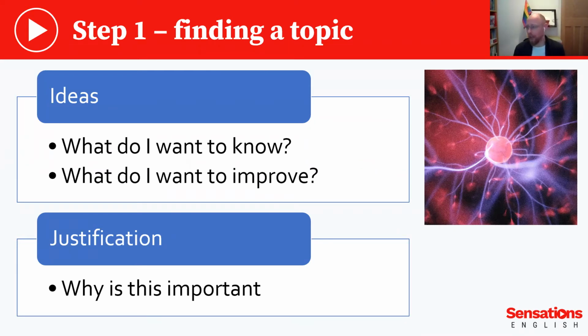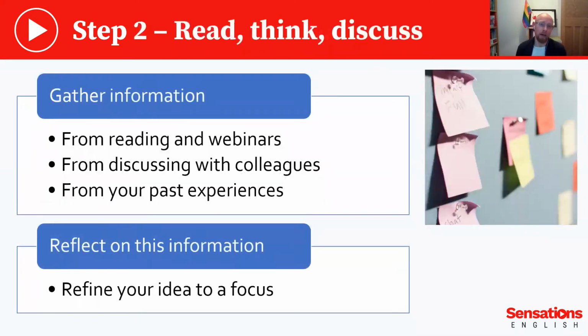Then after you've done that, the next thing to do is to move on to think about the read, think and discuss phase. There's always too much information out there. So do set yourself a kind of a limit on the amount of time that you're going to go off and research and gather ideas, but do go and look at journals or webinars, talk with colleagues, and think about reflecting on your past experience. And from all of that, then try to refine your idea to a focus. And again, talk to colleagues about this so that you can be sure that it's a manageable focus.